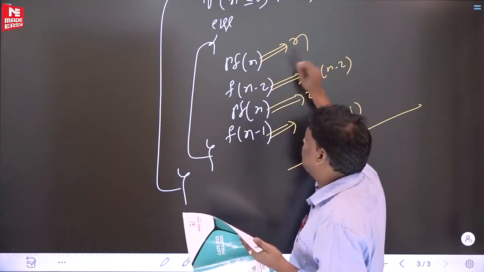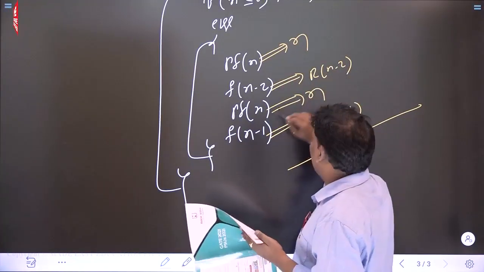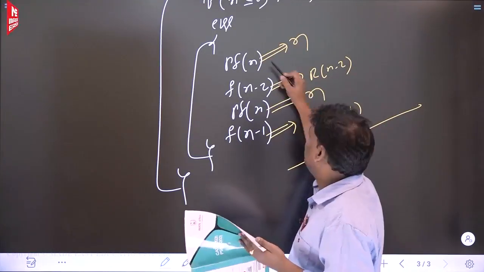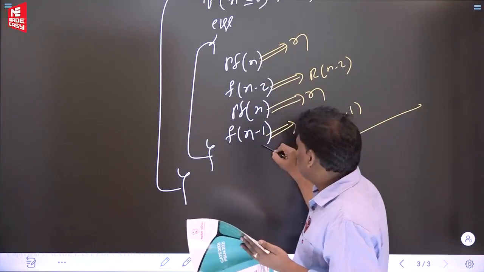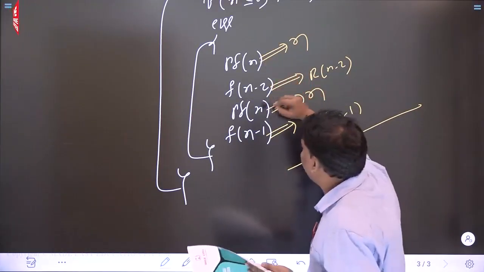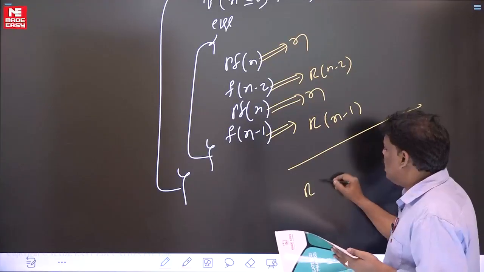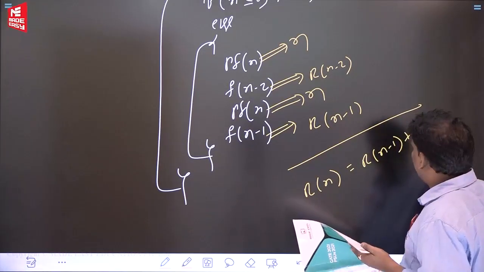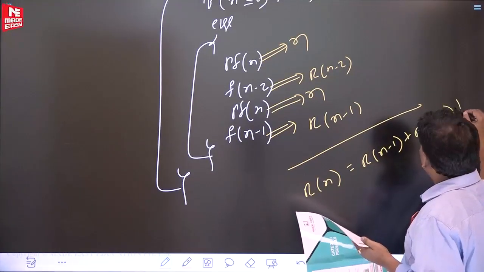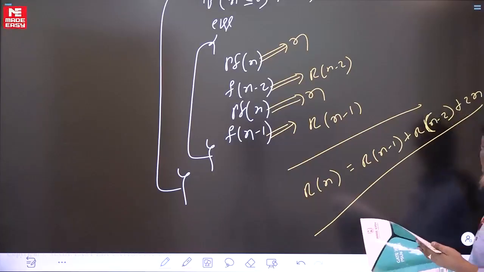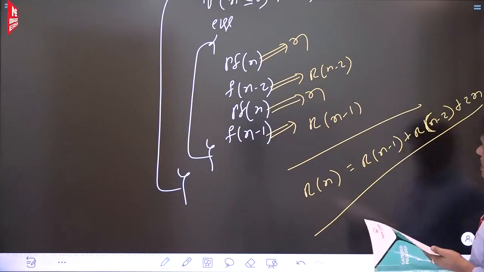R of n is printed things. Here printed thing is n. Here printed thing is n. If R of n is addition, here there is no addition. Here also there is no addition, because he is asking printing things only, take care. So finally what is the answer? R of n is equal to R of n minus 1 plus R of n minus 2, plus 2n, right?